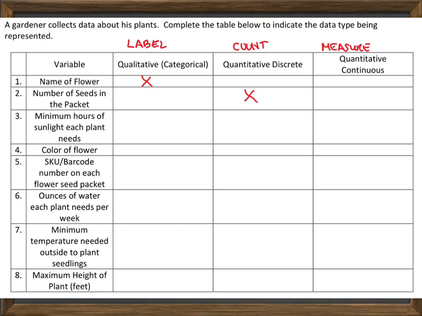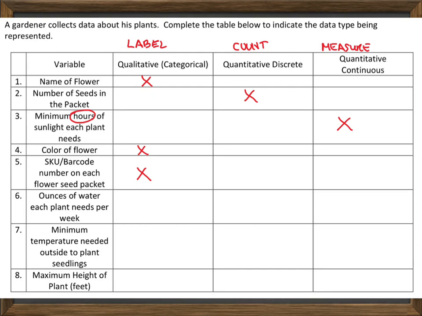Then we have minimum hours of sunlight each plant needs. So hours is a measurement of time. So since we are measuring time, we are going to be working with quantitative continuous data. How about the color of the flower? Well, that's clearly a label, right? So it's qualitative or categorical. The SKU number or the barcode number on each flower seed packet. Again, that would be a label.